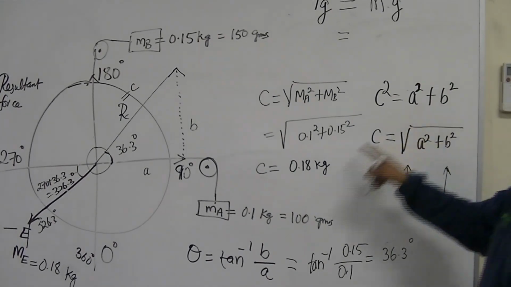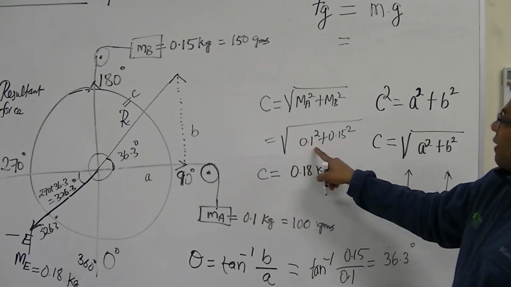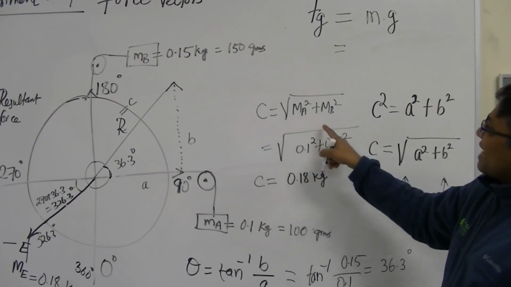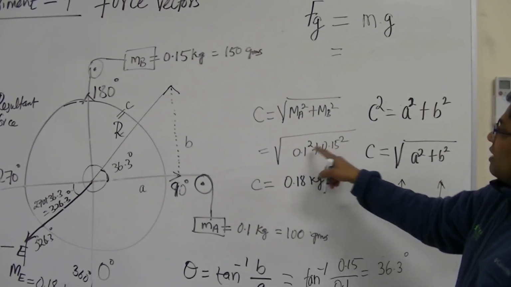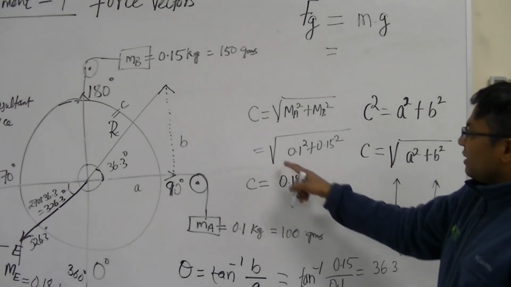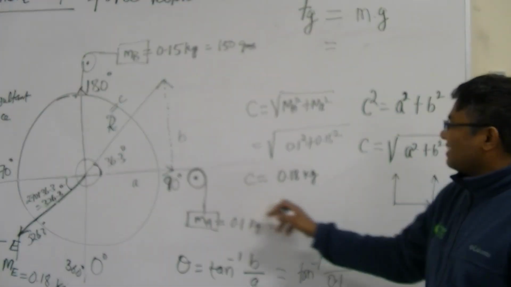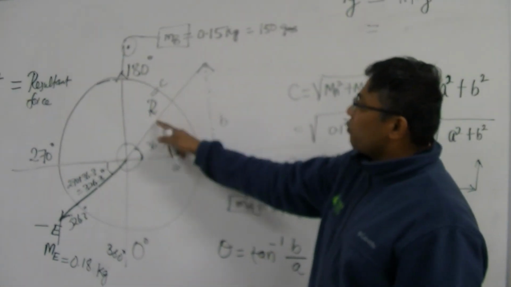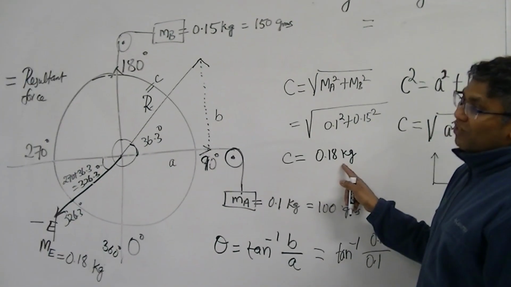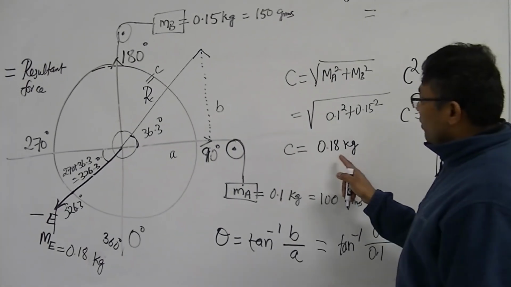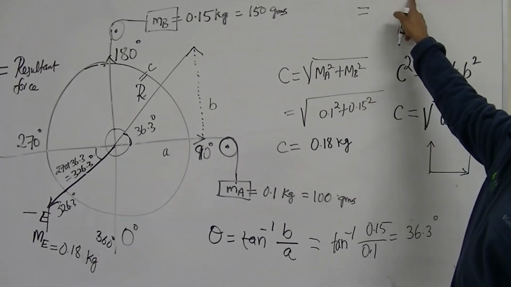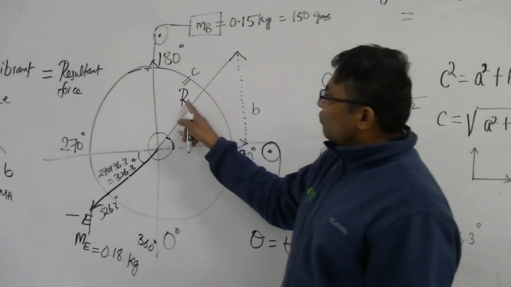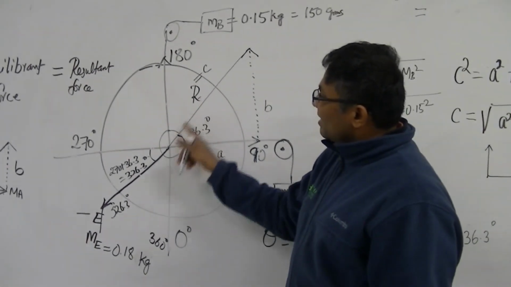So what is a here? It is mass A. If I plug in those numbers, mass A is 0.1 kilograms and mass B is 0.15 kilograms, and I square them, add them, and take the square root, and I get C as 0.18. So this resultant R is 0.18 kilograms. That's my resultant mass. And when you multiply this times the gravity, that gives my resultant force. So how can I get the resultant force? As I told you, this is the resultant.